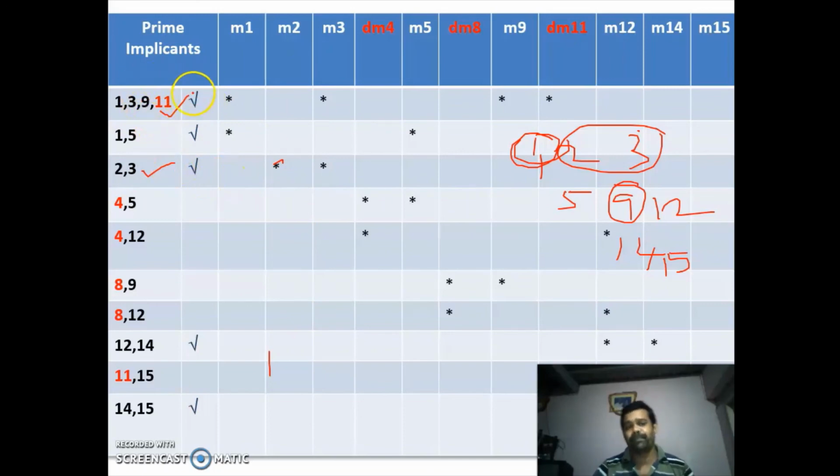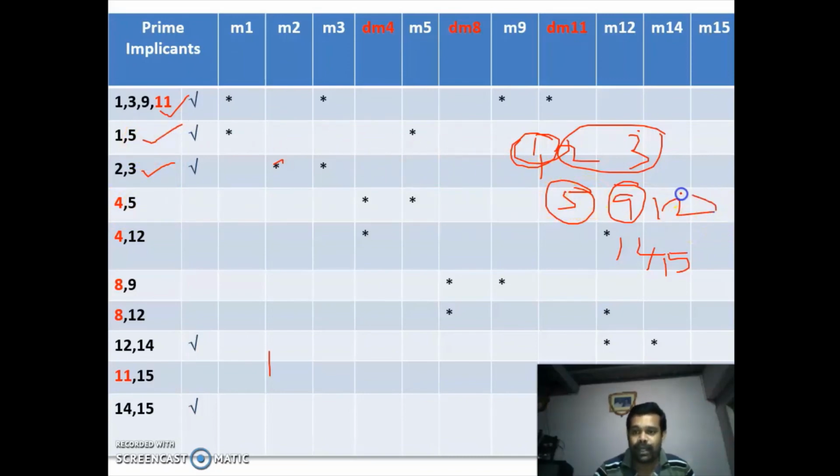Next, we are going for another procedure. We are checking each and every minterm and trying to group. So 1, 3, 9, 11. Next one is 5. We take minterm 5. 5 is present in two places, 1, 5 and 4, 5. But 4 is a don't care, so leave it and take 1, 5. So 5 is also grouped.